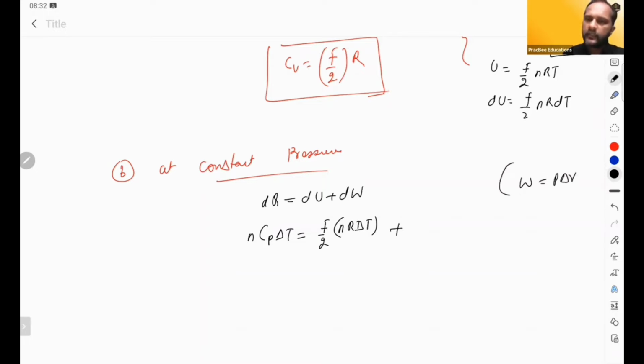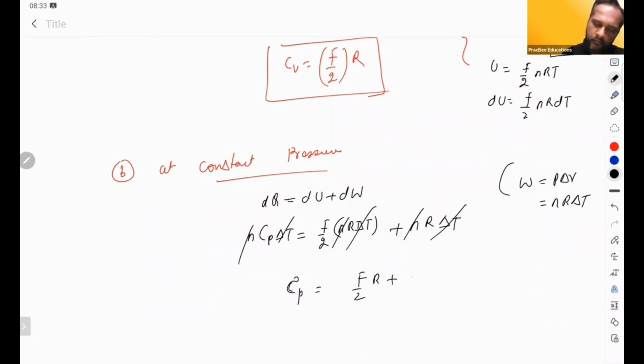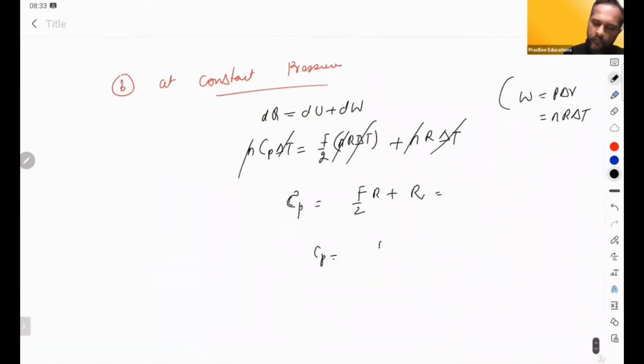We derived this in yesterday's class. So this P delta V, I can also write as nR delta T. PV equals nRT, so this is nR delta T. So n delta T and n delta T cancel out, and Cp is equal to f/2 R plus R. That gives me the value of Cp as (f plus 2)/2 into R. This is Cp.